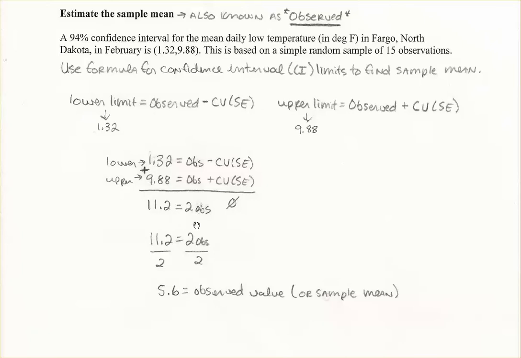We then divide by the 2 to get rid of the 2. So 11.2 divided by 2 is 5.6 observed, which is the observed value, or it also could be called the sample mean. So that's how you work through estimating the sample mean.